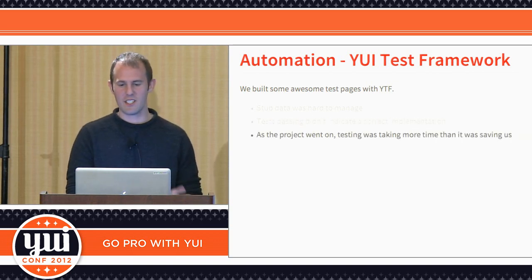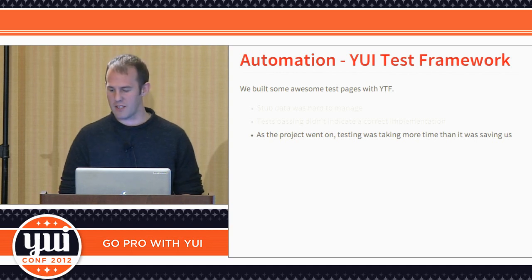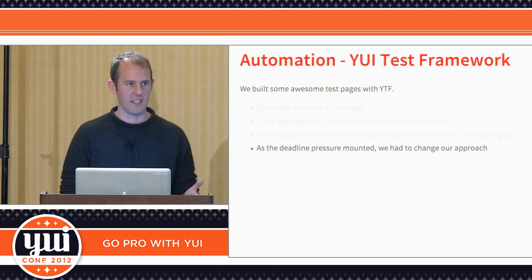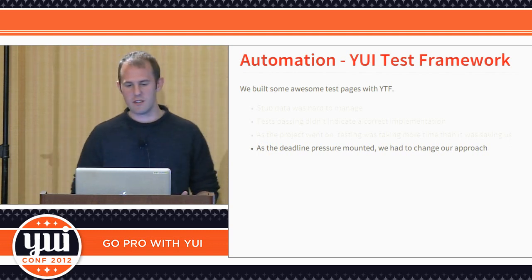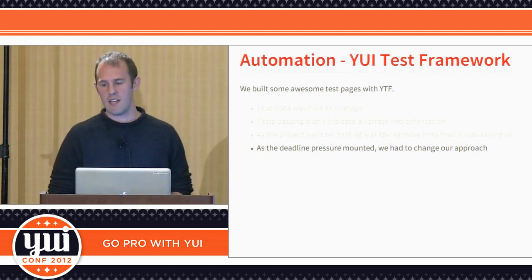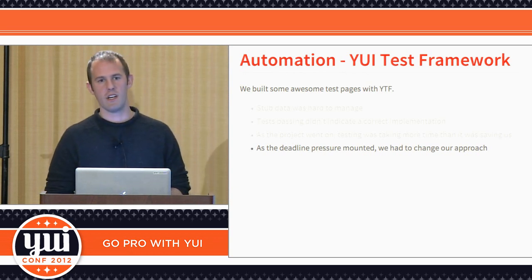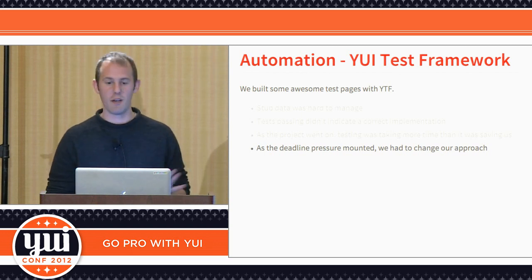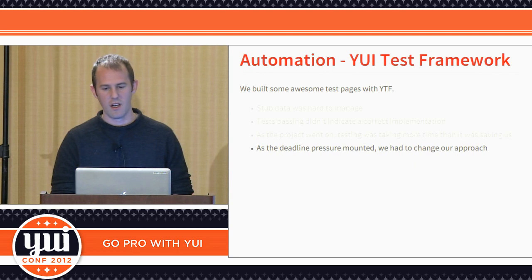And as the project went on, we found out testing was taking more time than it was actually saving us. And so about midway through the project, as deadline pressure mounted, we decided we needed to change our approach. And this actually made Dave's presentation this morning about Grover and Yeti something I'm really excited about, because I'm hoping this helps us do what we haven't been able to do yet, which is get this automated testing part finished out.